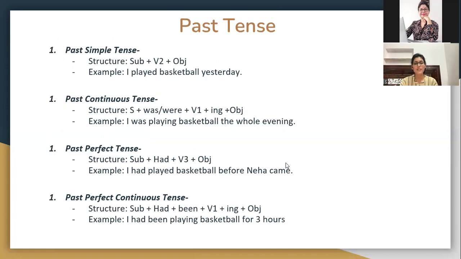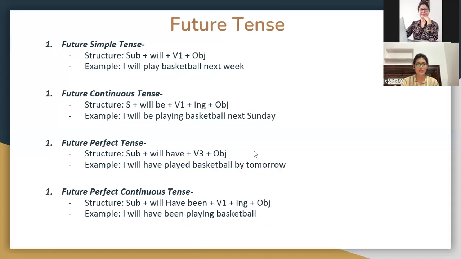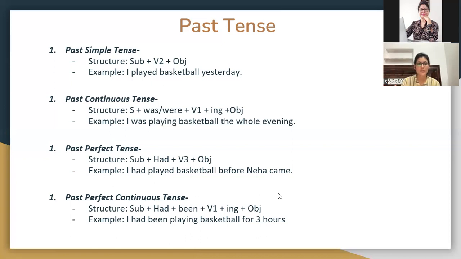Example: I will have been playing basketball. I had been playing basketball for 3 hours. Previously I said I have been playing basketball for 3 hours, and currently I use "I had been."